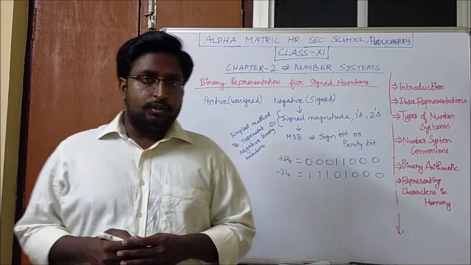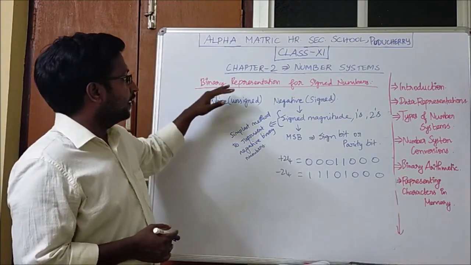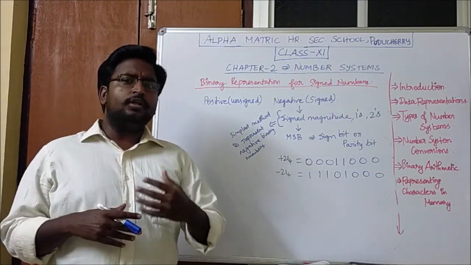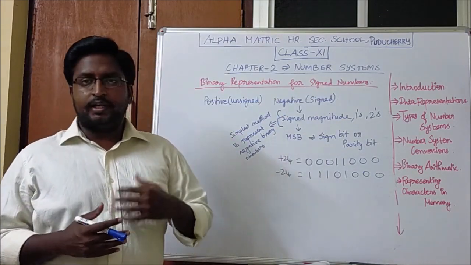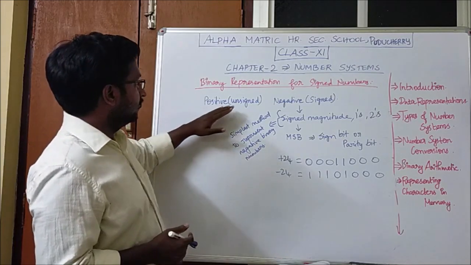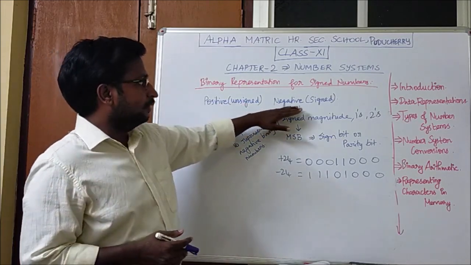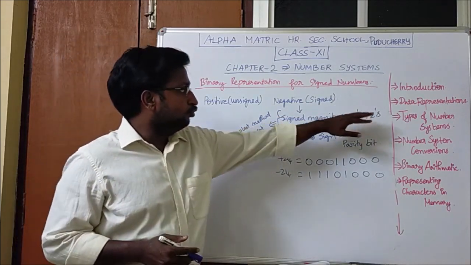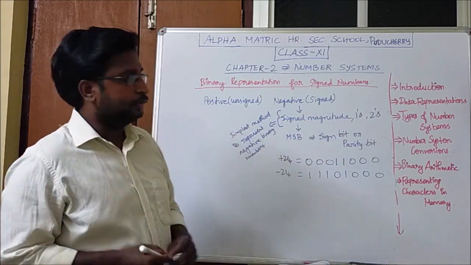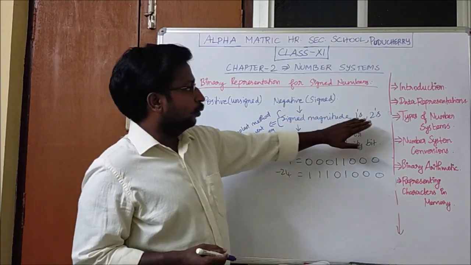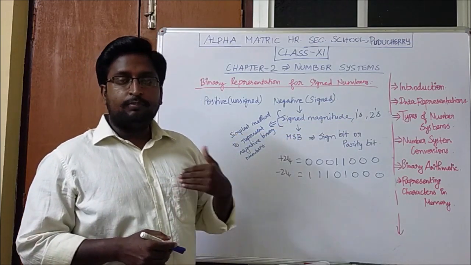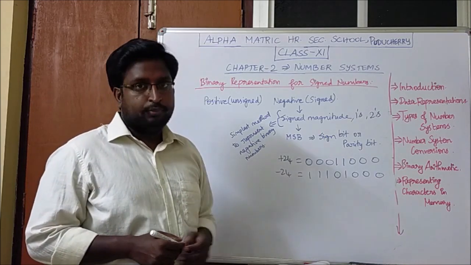So in this video, we are going to start the next topic, that is binary representation for signed numbers. A computer can handle both positive and negative numbers. We call the positive number an unsigned number and the negative number a signed number. There are three ways to represent the numbers in the computer: signed magnitude, ones complement and twos complement.